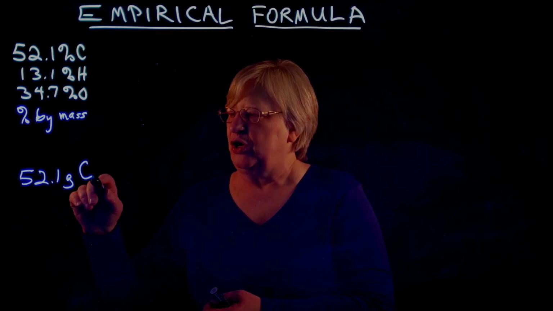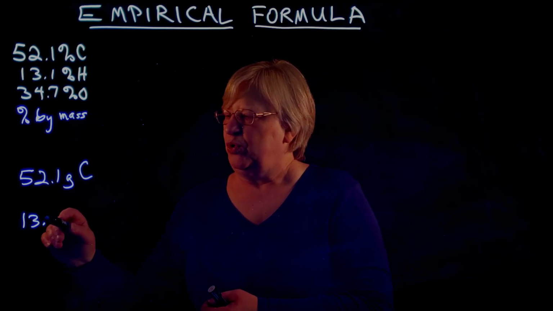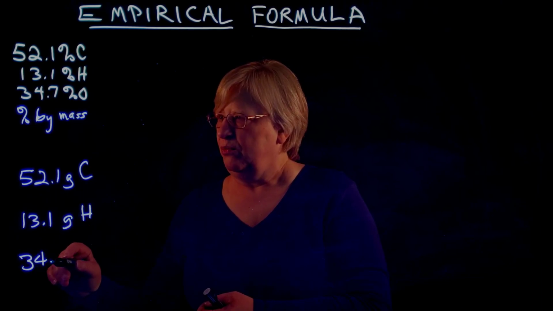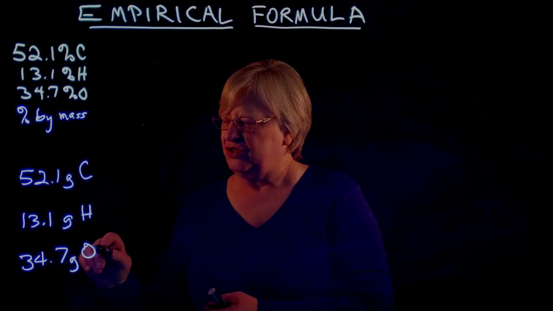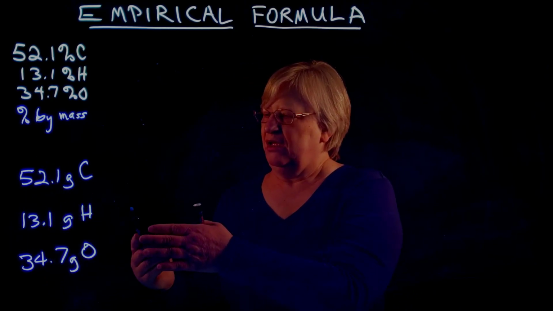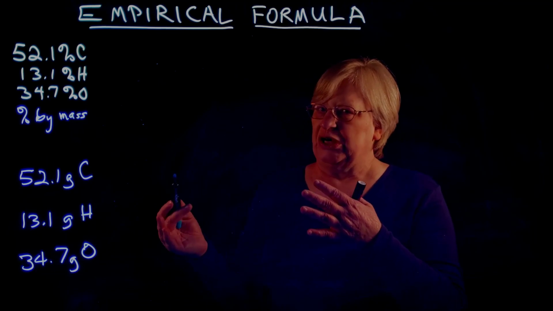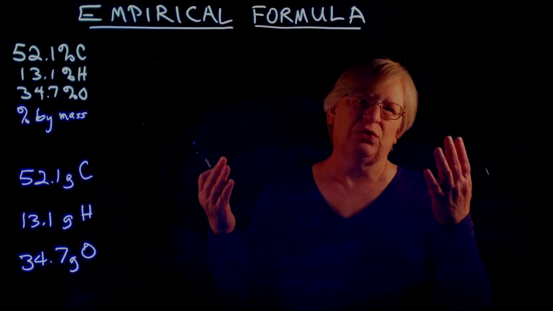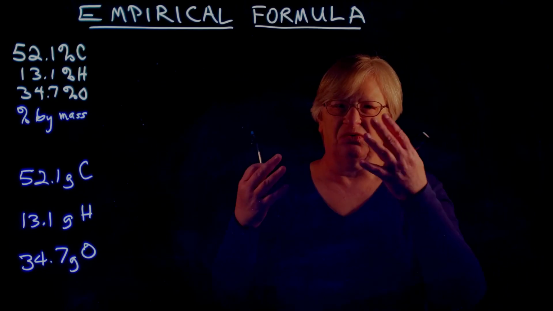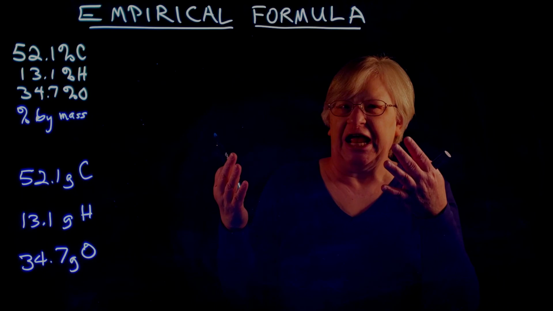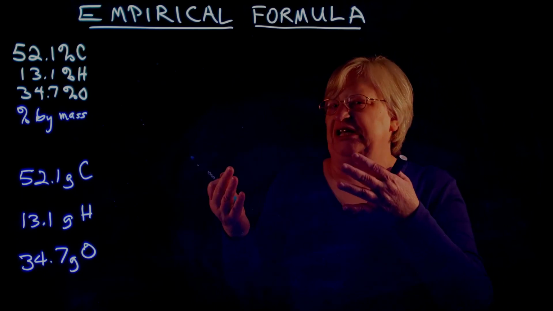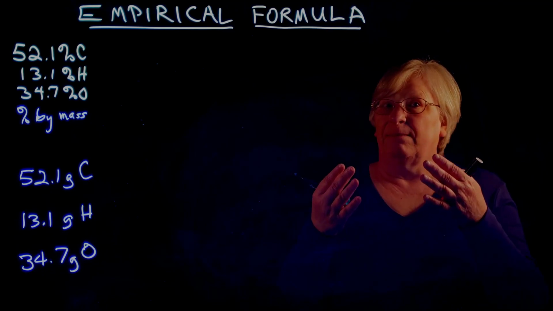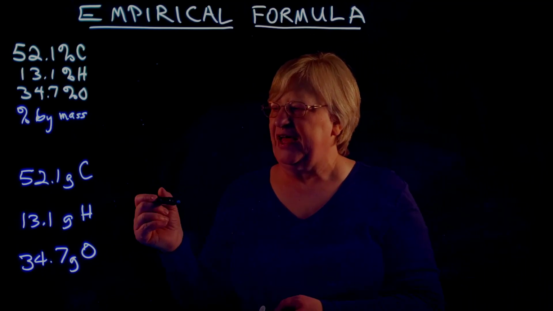So let's say we have 52.1 grams of carbon, and I have 13.1 grams of hydrogen, and I have 34.7 grams of oxygen. Now I can't put that in a formula because chemical formulas are not by mass. You know that, right? It's by number of atoms that we have, like C2H6O or whatever we had, or C3H8O2 or C4. You know what I'm saying? Those numbers in there are by numbers of atoms. So we need to figure out numbers of atoms, not by mass.